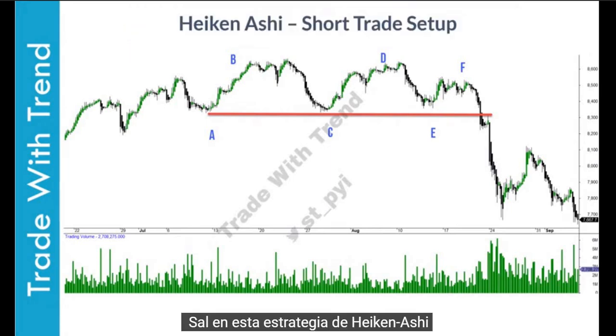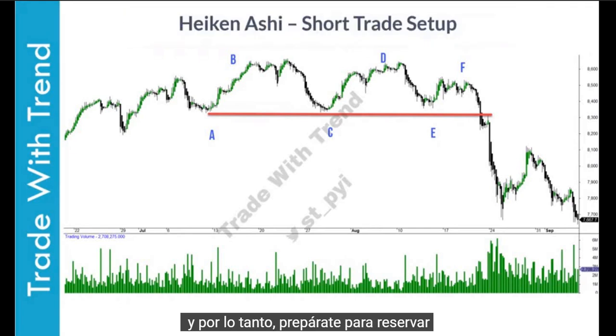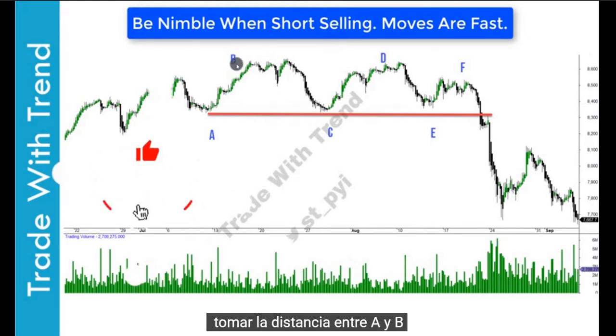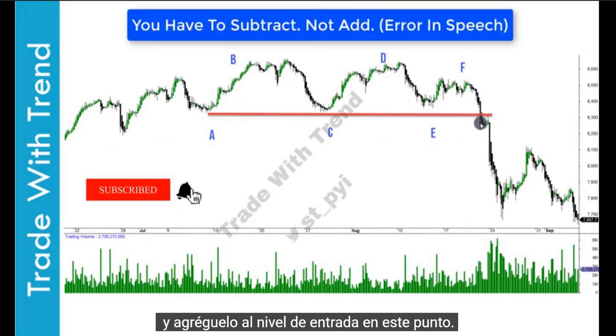Exit in this Heiken Ashi strategy also depends on the underlying momentum. Do remember that you are short selling here and hence be ready to book out if you spot excessive momentum in the short term. To anticipate the probable exit region, take the distance between A and B and add it to the entry level at this point.